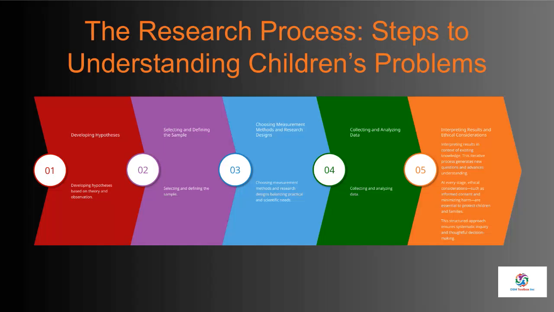may face. When we study children's problems, we follow a structured research process to ensure we gain meaningful insights. It begins with developing hypotheses, which are informed guesses based on existing theories and observations. These hypotheses guide our investigation. Next, we carefully select and define our sample, deciding who we will study to ensure the findings are relevant and reliable. Then, we choose appropriate measurement methods and research designs, striking a balance between what is scientifically sound and what is practical in real-world settings. After that, we collect and analyze the data to uncover patterns and draw conclusions.